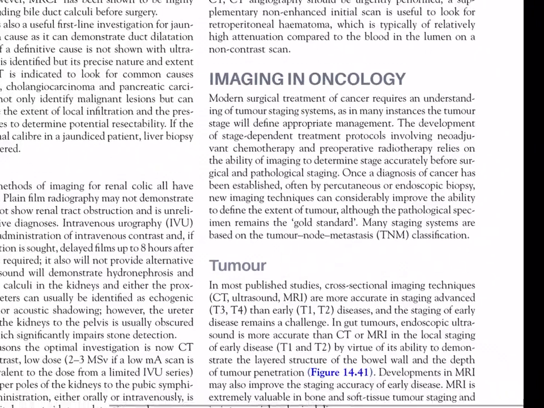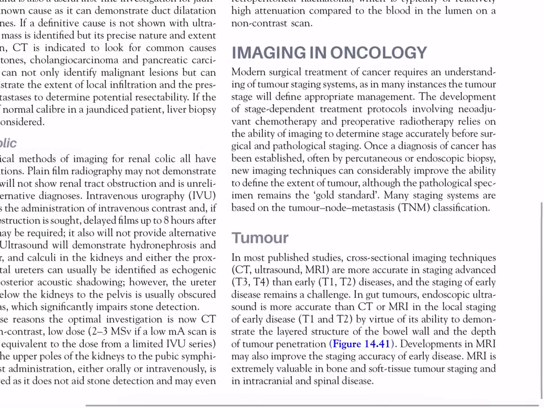Imaging in oncology. Modern surgical treatment of cancer requires an understanding of tumor staging systems, as in many instances the tumor stage will define appropriate management.